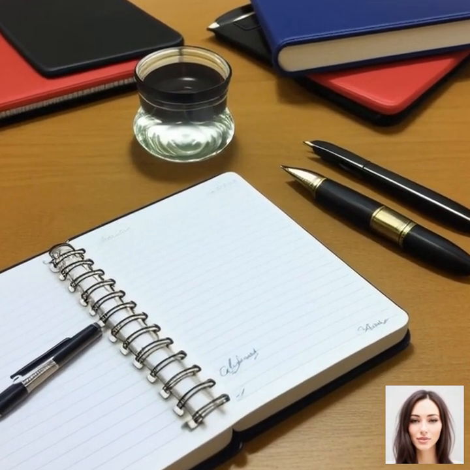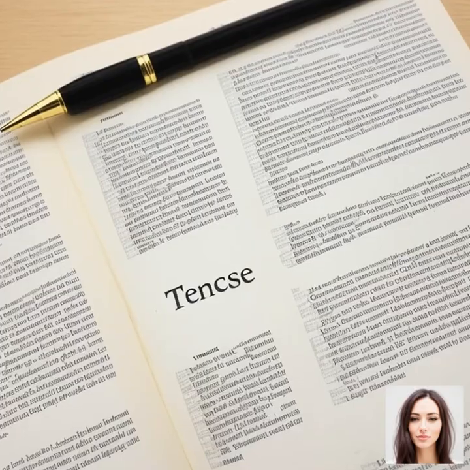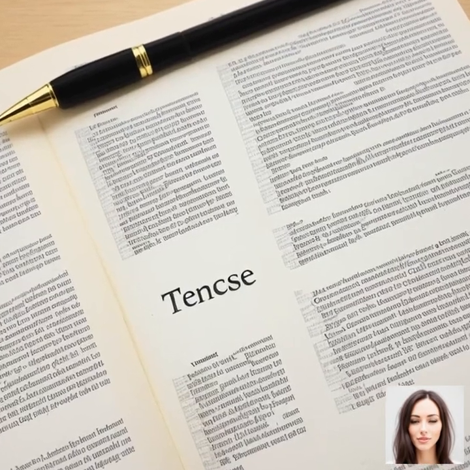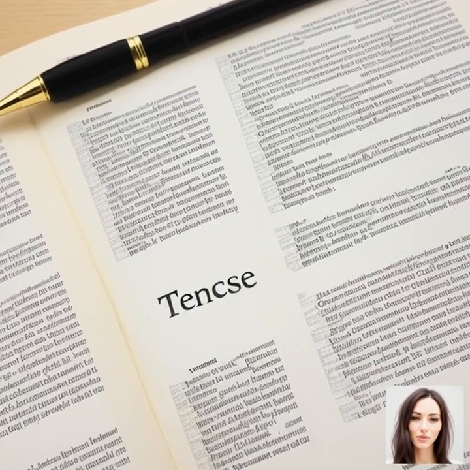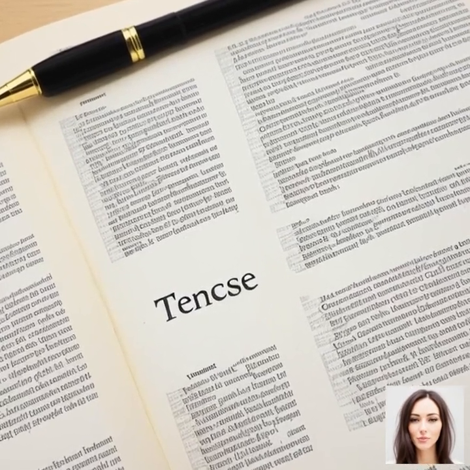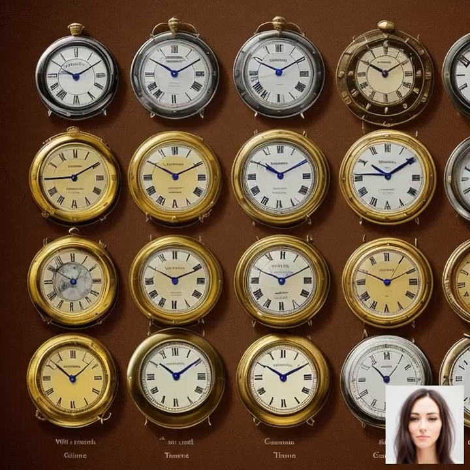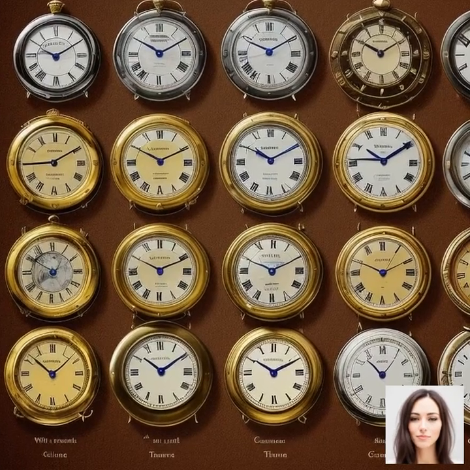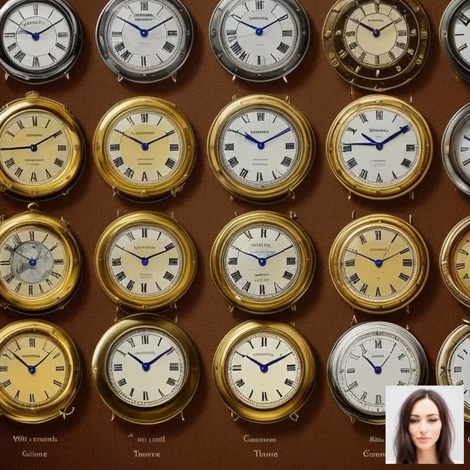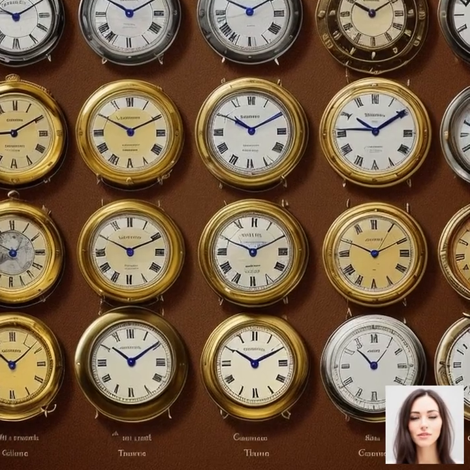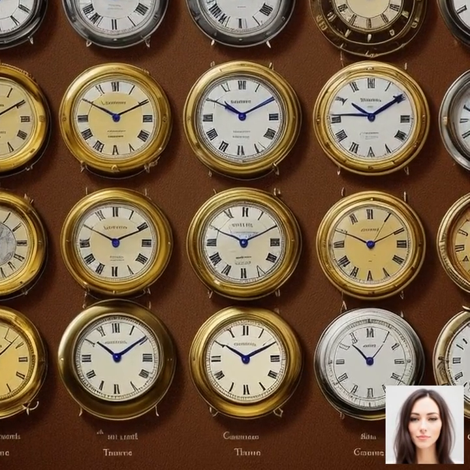And that's the beauty of tenses in English. So with that, we've covered the past tense in its various forms. Remember, practice is key when it comes to mastering these. Up next, we'll be exploring the present tense, so stay tuned.